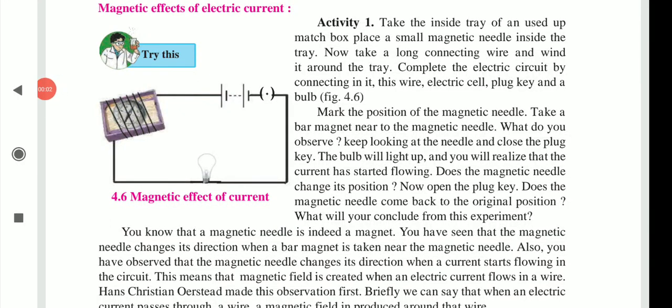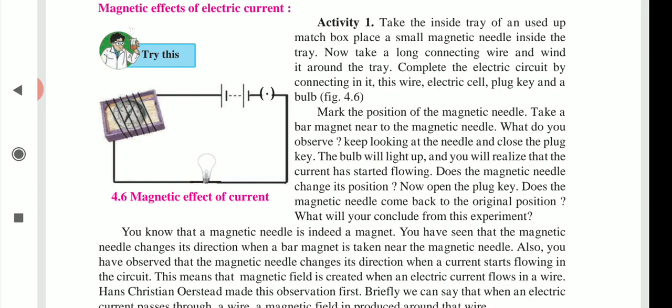Hello students, today we are going to see our science lesson number 4, current, electricity and magnetism. Now let us see some activities on page number 26.